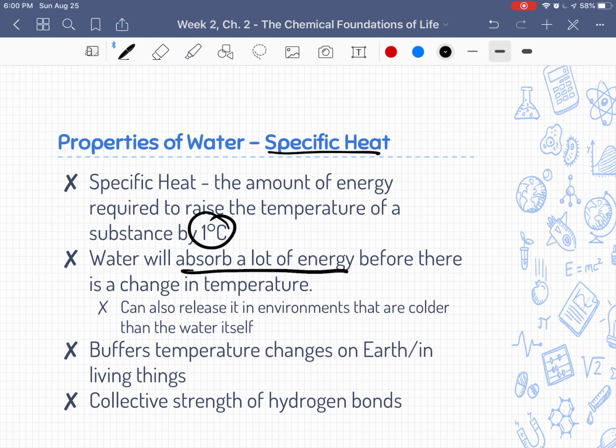All right. So if you're in an ecosystem that has a lot of water, you're going to see more stable air temperatures because that water will take a lot of the solar energy and absorb it before you see a change in temperatures. So it can reduce the amount of change in temperatures in the ecosystem, and it can release that energy in the environment.